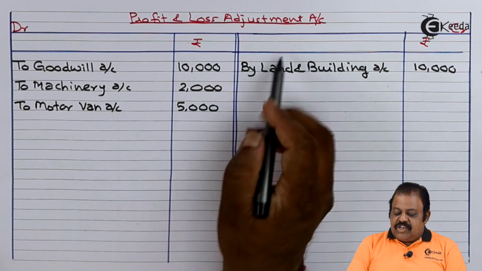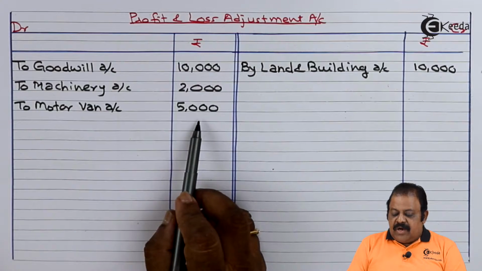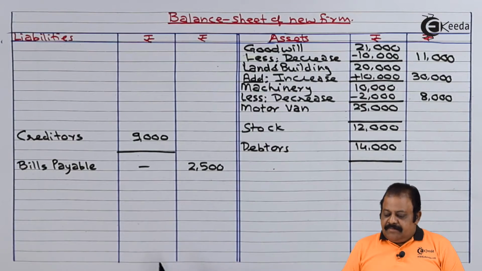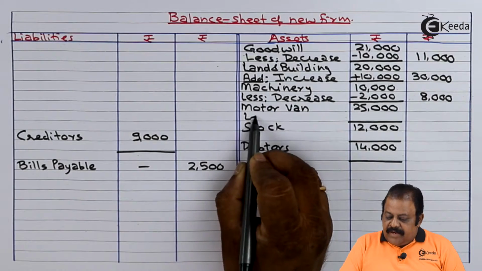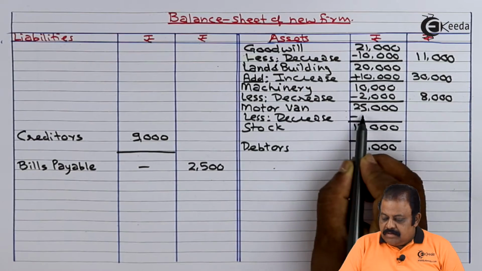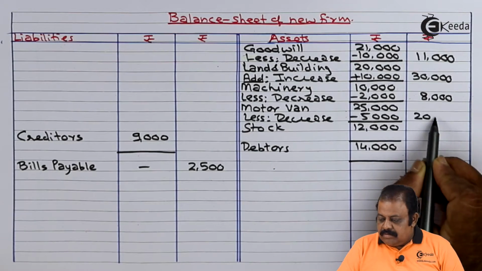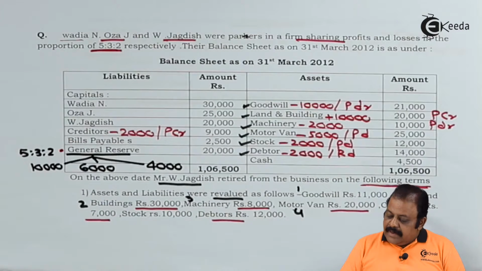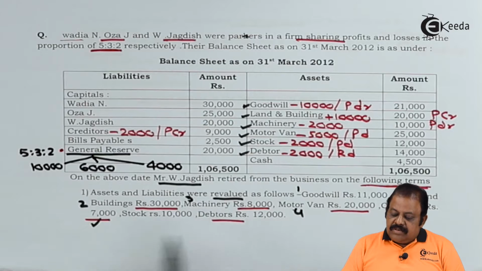Profit and loss adjustment account debit to motor van account 5,000. Balance sheet asset side, from motor van we'll have to reduce 5,000. Revised value 20,000.